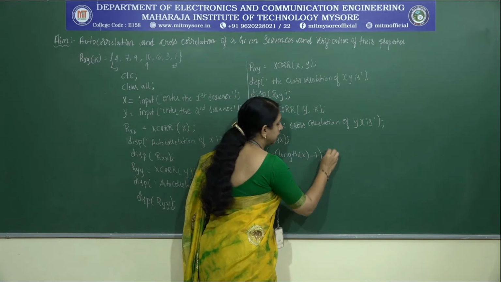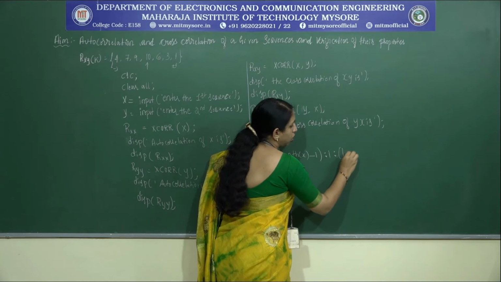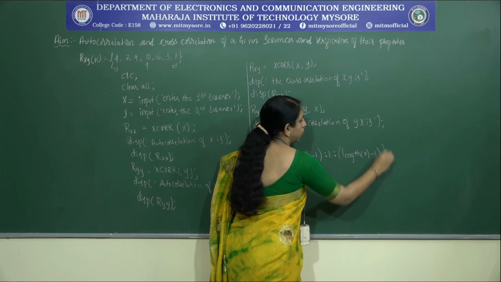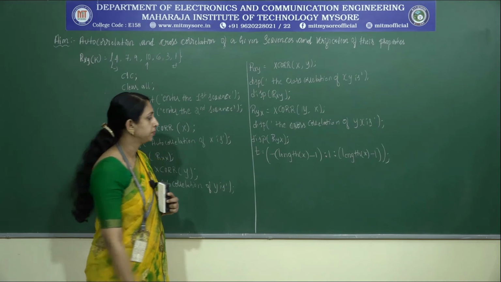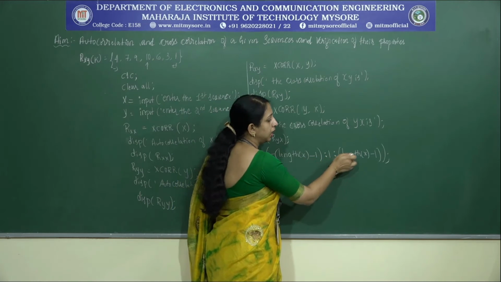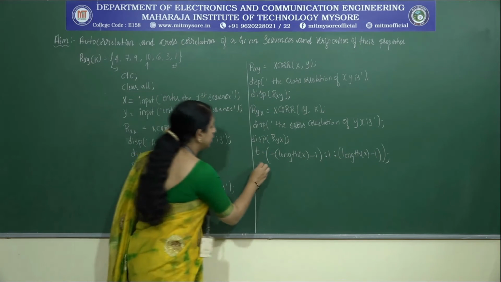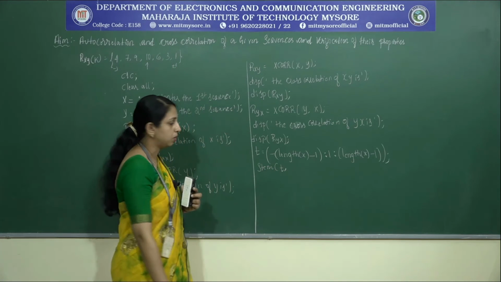What is the step size? Take 1, 2, length of x minus 1. Close all the brackets with the semicolon. Minus length of x minus 1, step size 2, a length of x minus 1. Next, give stem of t comma.